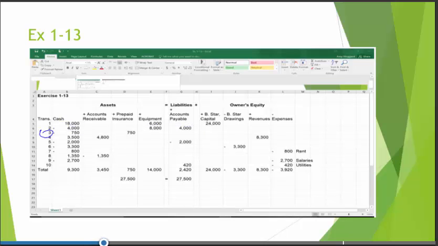Transaction 3 says minus $750 in cash and an increase of $750 in insurance. So basically they've prepaid insurance for a time. It doesn't tell us what the time is, if it was for a year or a few months, but they've bought insurance and paid cash for it. So we've prepaid insurance for the time it's running, and we've reduced our cash by $750.